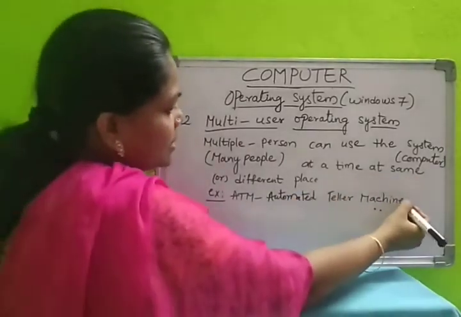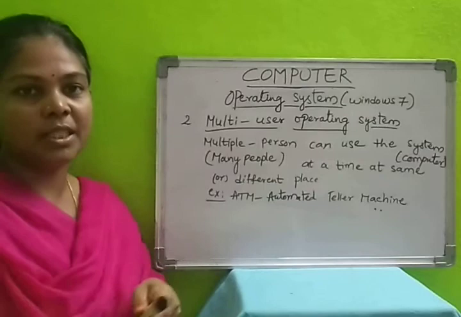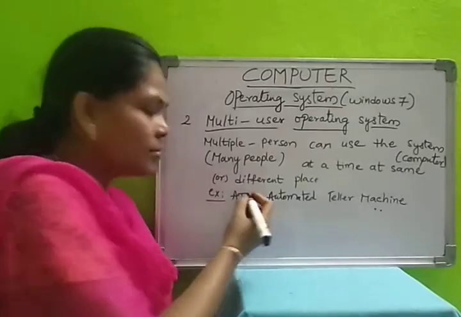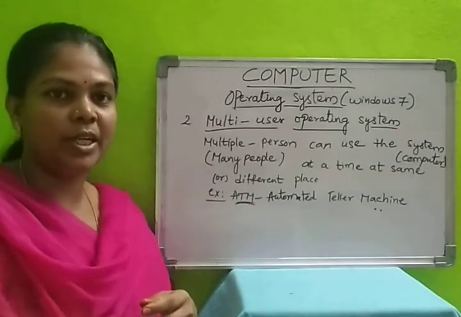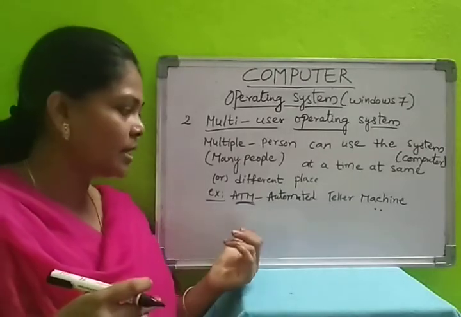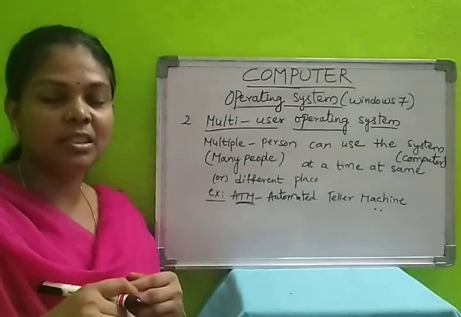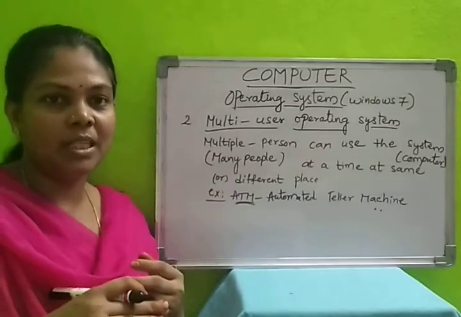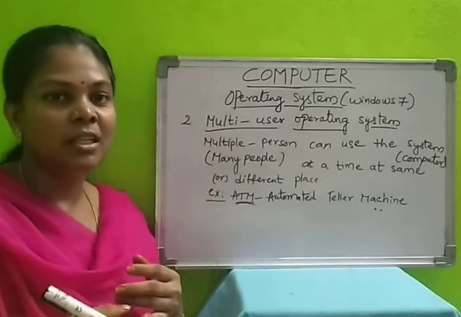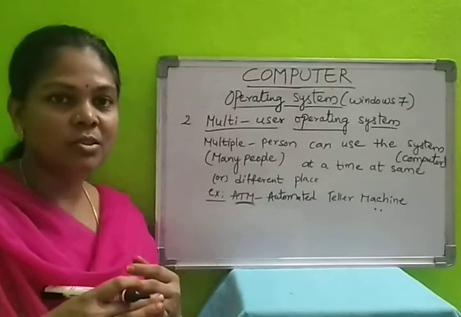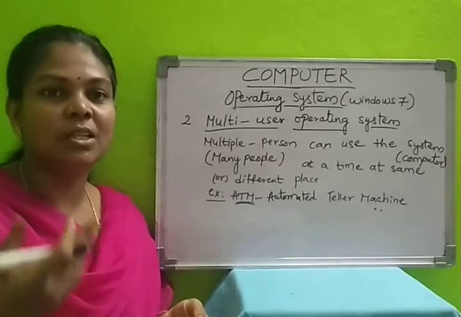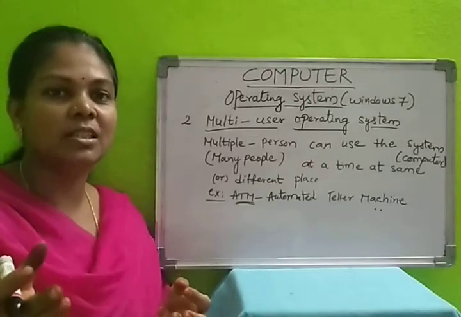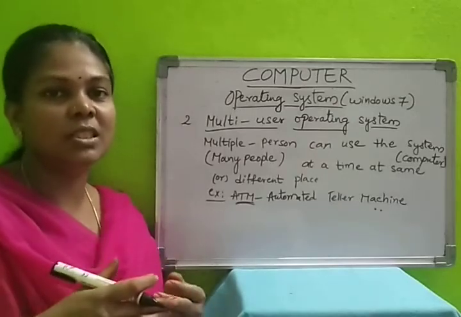So how does an ATM work? We withdraw money. Suppose, for example, an SBI bank. They keep the ATM machine at some common place, or at a market center, or near a lake, at different places. And we use the ATM card to withdraw the money. At the same time, many others can use the ATM card and withdraw money at different places. So at the same time, different persons can use the system at different places. All the transactions are updated in the system, in the computer which is in the bank.